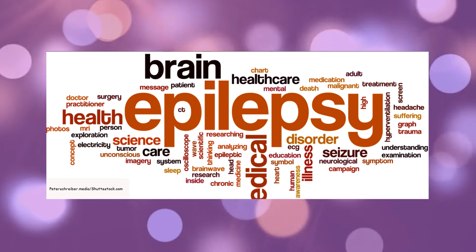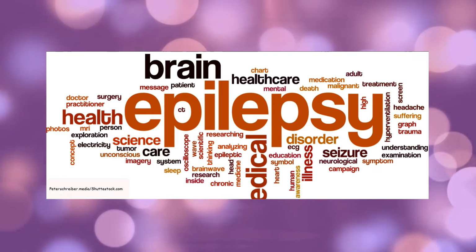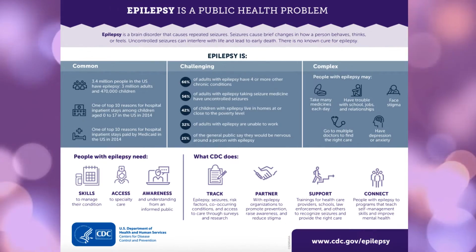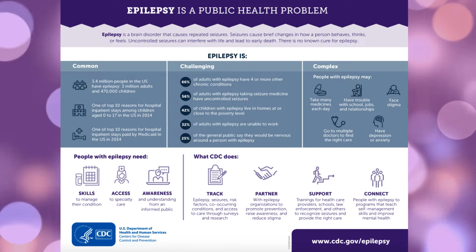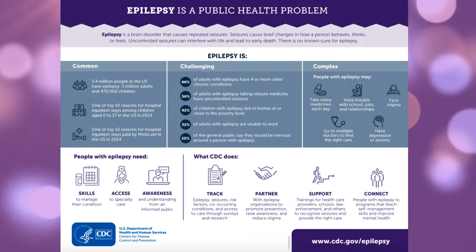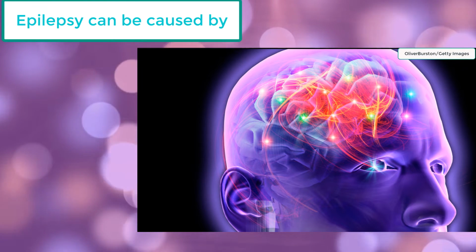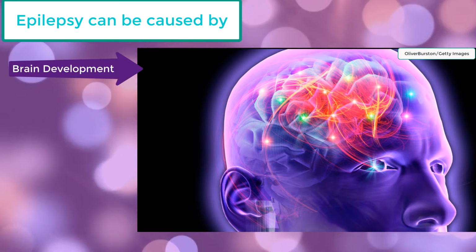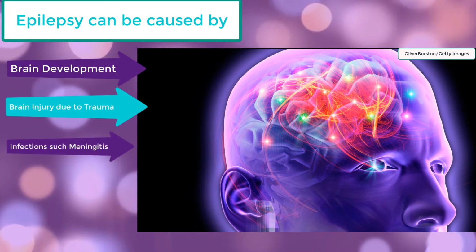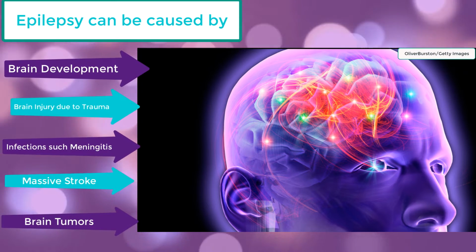Another cause for seizures is called epilepsy. Epilepsy is a chronic seizure condition that causes individuals to have frequent seizure activity. According to the Centers for Disease Control and Prevention, about 3.4 million individuals in the United States have epilepsy, and that includes an approximate 3 million adults and 470,000 children. So what are some causes of epilepsy? It could be brain development, brain injury due to a trauma that caused head injury, infections such as meningitis, as well as a massive stroke, and as we have discussed, brain tumors can also lead a person to develop epilepsy.